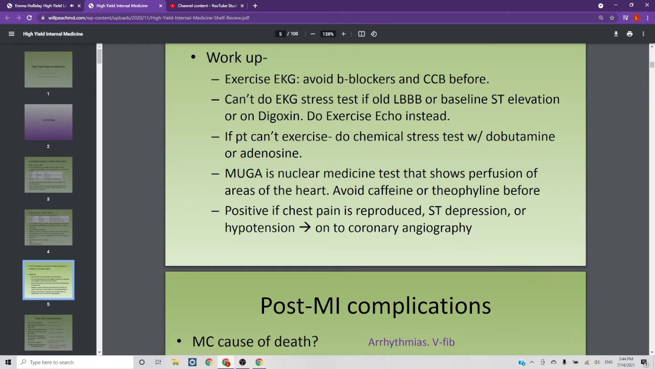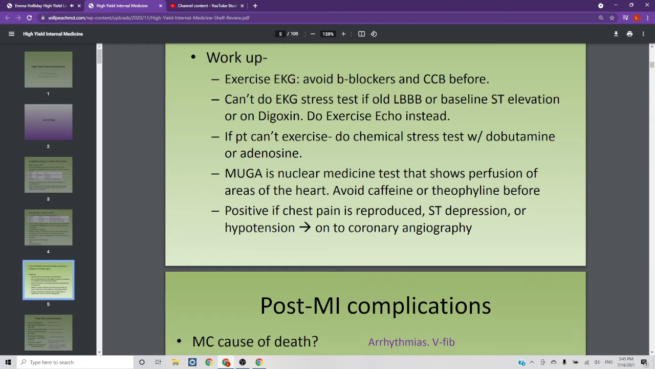So what does a positive test look like? It's if they have their chest pain, if they have their characteristic symptoms upon exercise, that's a positive test. If there's ST depression, it's a positive test. Or if their blood pressure drops, the test is also positive. So anytime you have a positive stress test, got to get them to the cath lab. And they need to get some coronary angiography.